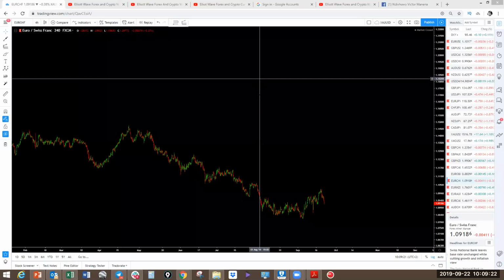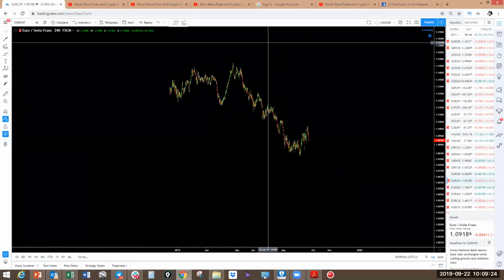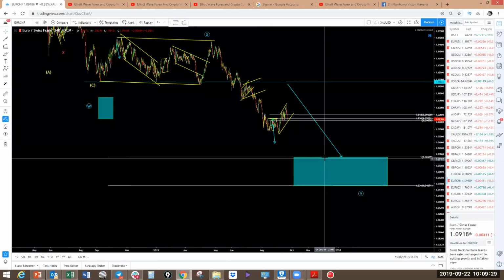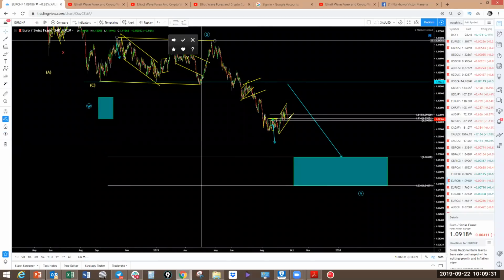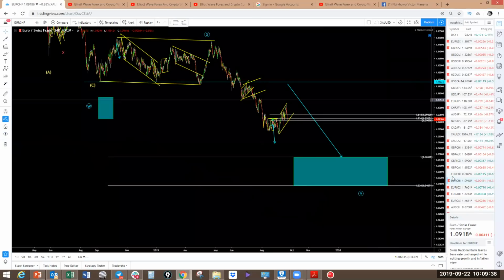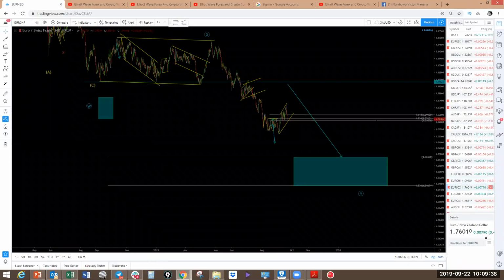We still want EURCHF to come down to the blue box. It has not reached the blue box as yet. It's still missing the blue box at around that area. So we'll be looking for this one to do this so we can go into the blue box, and that's our target. Euro New Zealand.